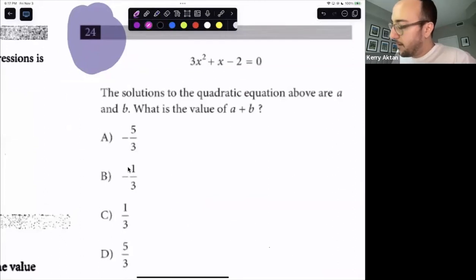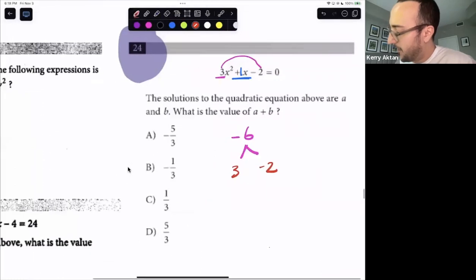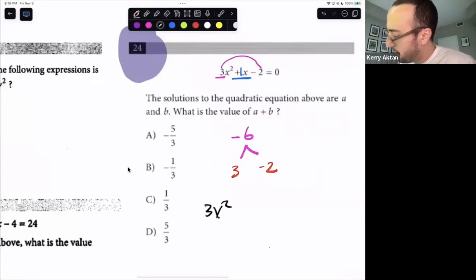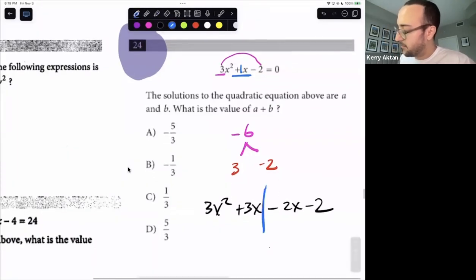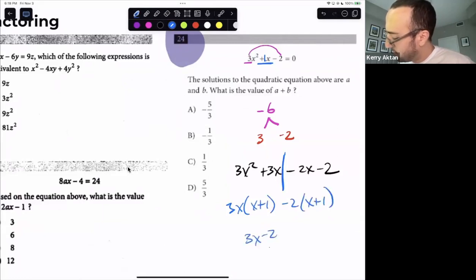So rainbow method or AC method says multiply this and that when you have a leading coefficient. 3 times -2 is -6. At that point, split that -6 into its parts. Remember, it has to add up to +1. At that point, that's positive 3, negative 2. Now, split that bad boy up. It's 3x squared plus 3x minus 2x minus 2. Split that down the middle. Pull out the GCF, Chase. We have 3x, x plus 1 minus 2, x plus 1, so 3x minus 2, x plus 1 equals 0. The answers are 2/3 and negative 1.